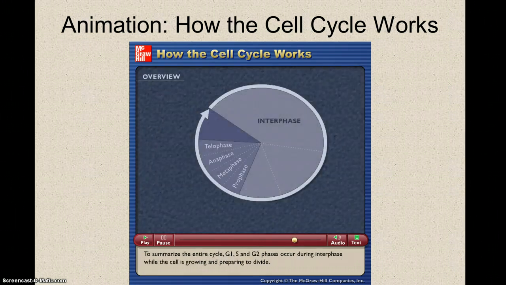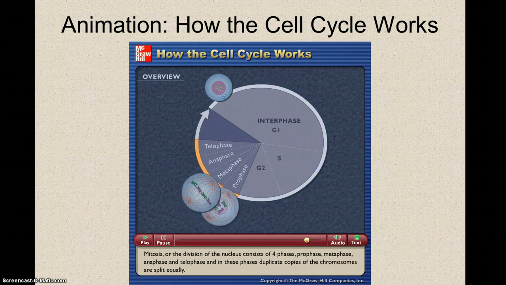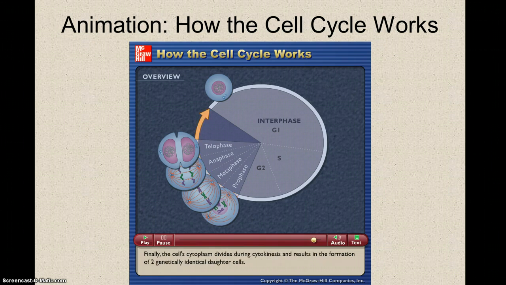To summarize the entire cycle, G1, S, and G2 phases occur during interphase while the cell is growing and preparing to divide. Mitosis, or the division of the nucleus, consists of four phases: prophase, metaphase, anaphase, and telophase. And in these phases, duplicate copies of the chromosomes are split equally. Finally, the cell's cytoplasm divides during cytokinesis and results in the formation of two genetically identical daughter cells.